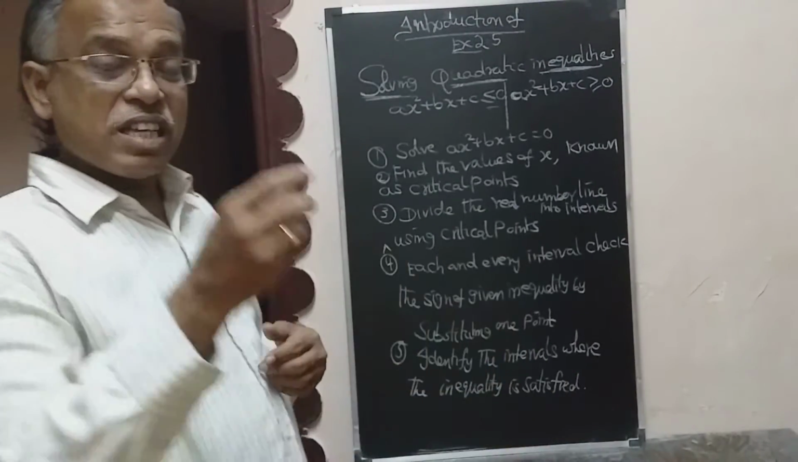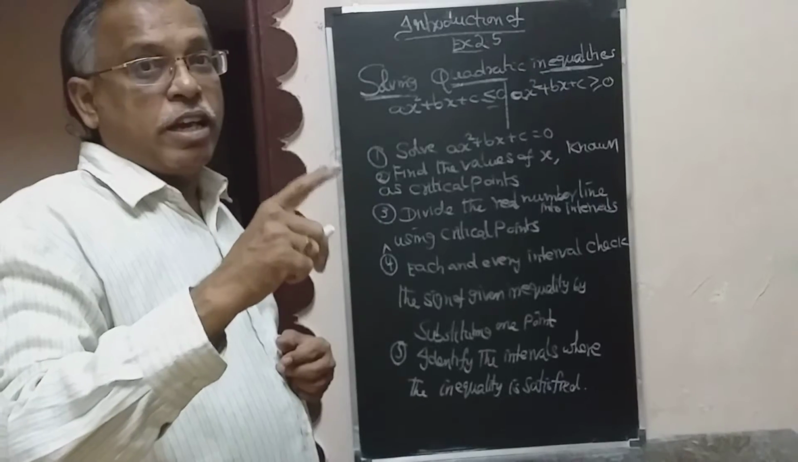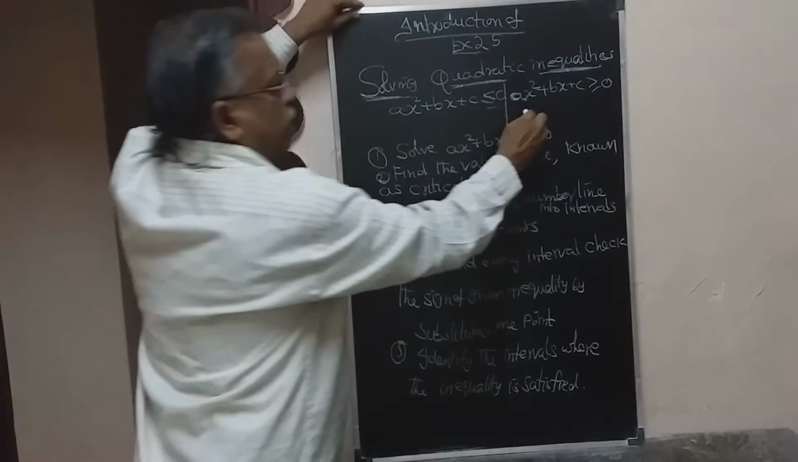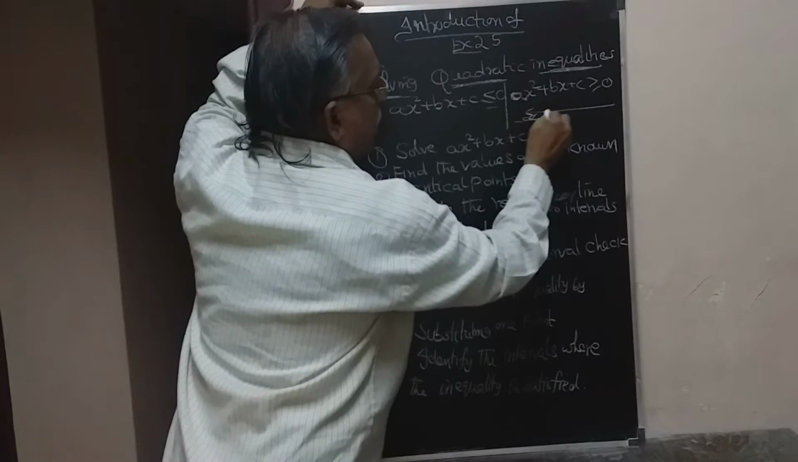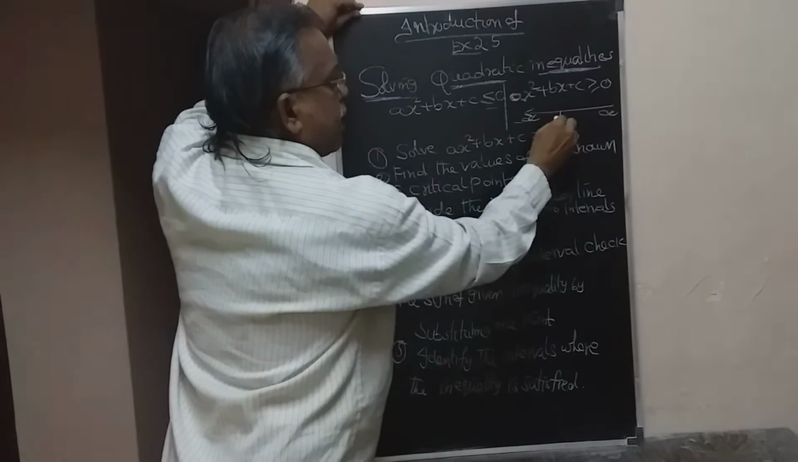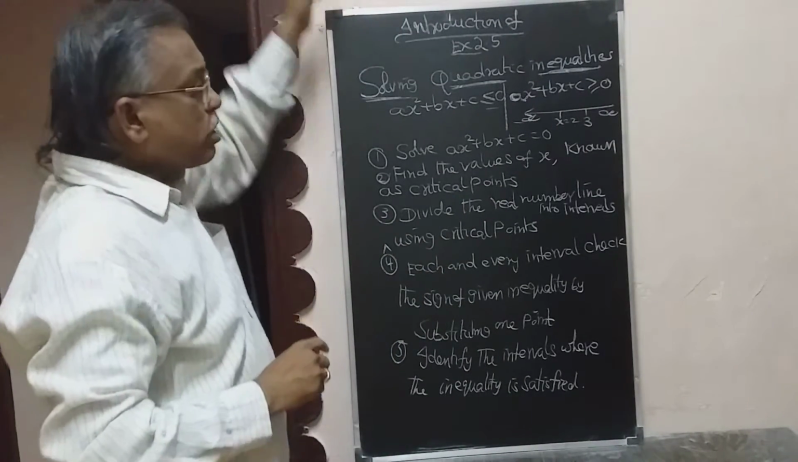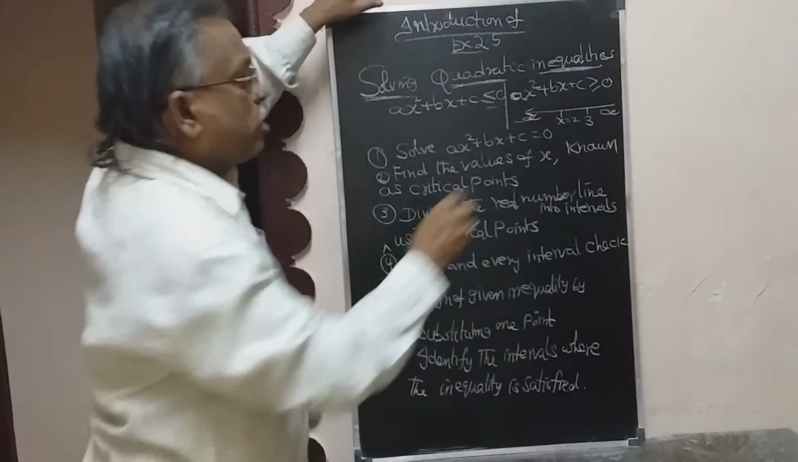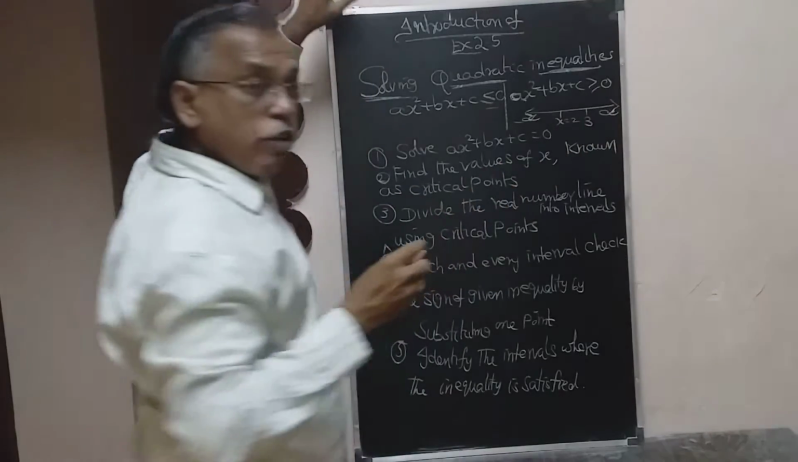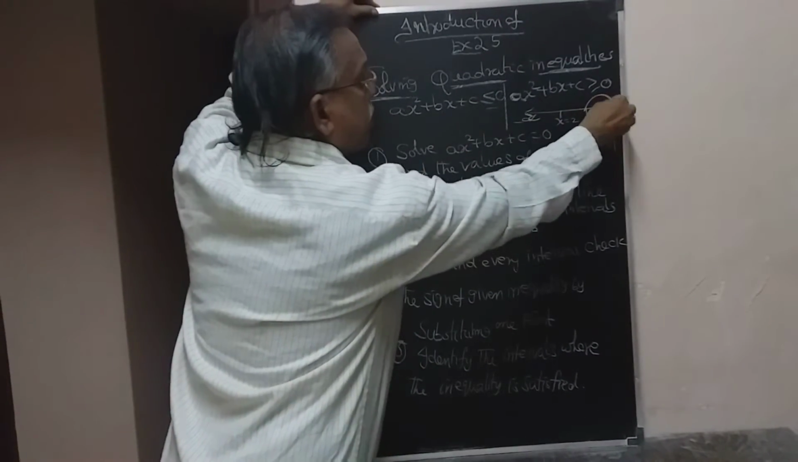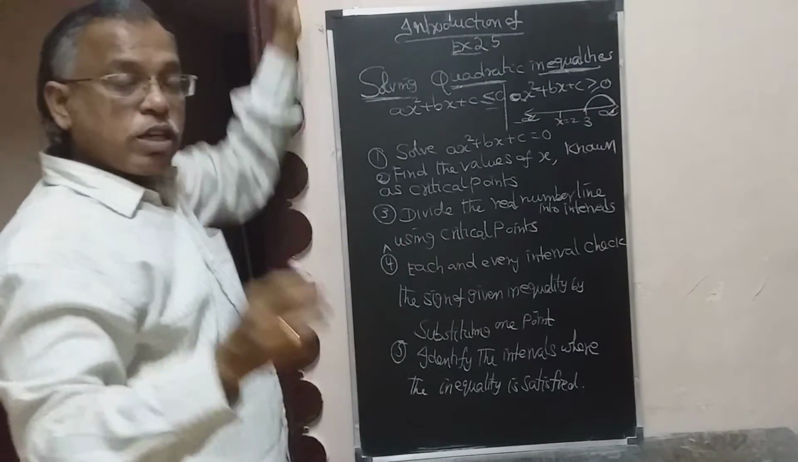Now, divide this entire real number line by using these critical points. For example, this is a real line you already know, minus infinity, infinity. You got x is equal to 2 and x is equal to 3 as critical numbers. So this entire real number line you should divide into intervals. Then how will you divide means more than greatest value. So more than greatest value up to infinity. So that is one interval.